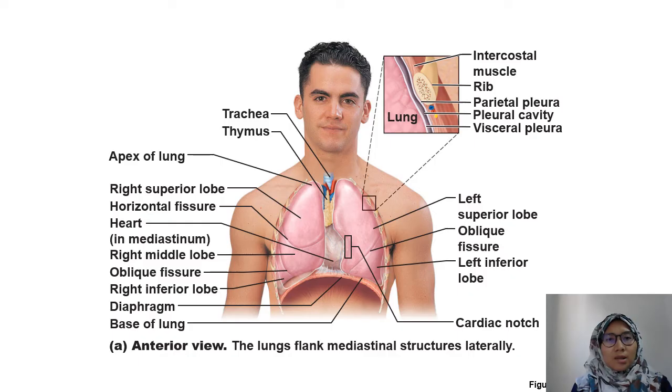Okay, so let's see the picture here. Alright, this is the right lung. In the right lung you can see 3 parts: the top, superior, middle, and inferior, bottom. But the left lung only has 2 lobes, superior and inferior.